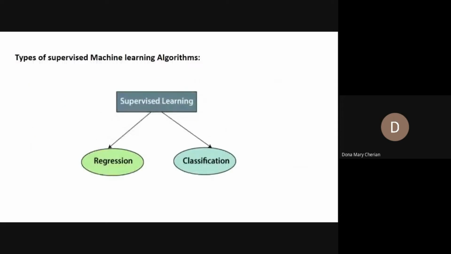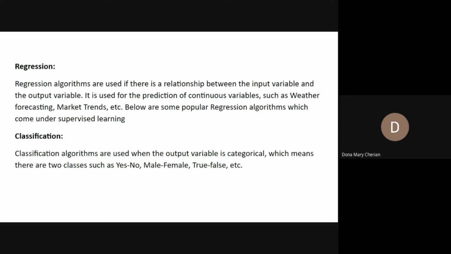There are two types of supervised learning. The first one is regression and the next one is classification. So what is regression? Regression algorithms are used if there is a relationship between the input variable and the output variable. It is used for the prediction of continuous variables. We can use it for weather forecasting, market trends, etc. Some examples of regression algorithms are linear regression, regression trees, nonlinear regression, Bayesian linear regression, etc.